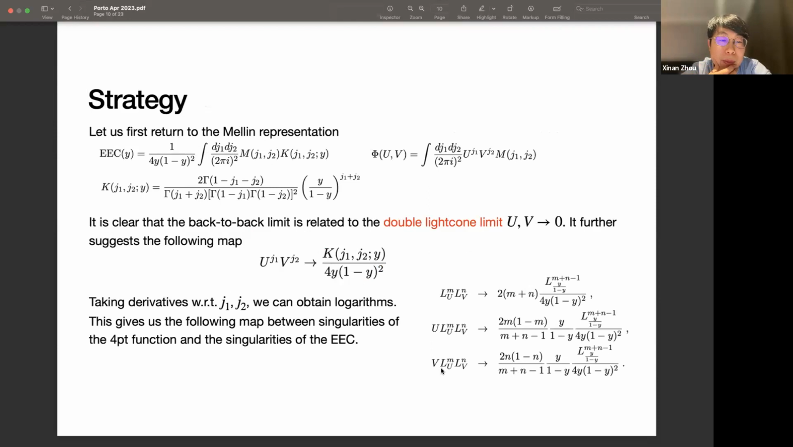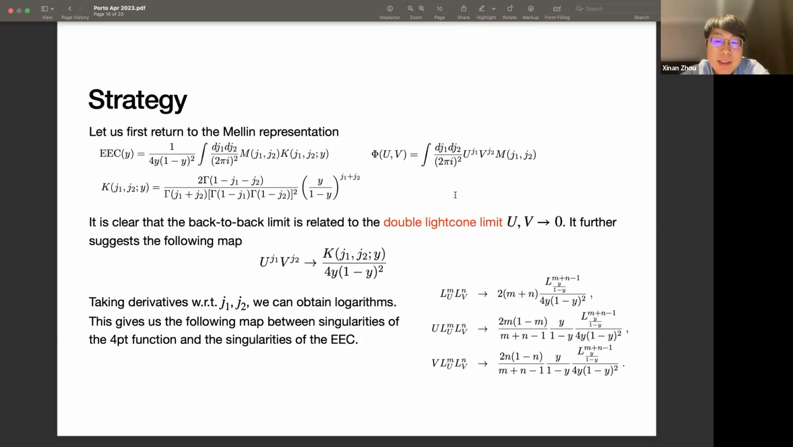So now let me tell you how to do that. But before I state the strategy, let's first go back to this Mellin representation I was just mentioning. Let's look at the Mellin representation of both EEC and the reduced correlator.